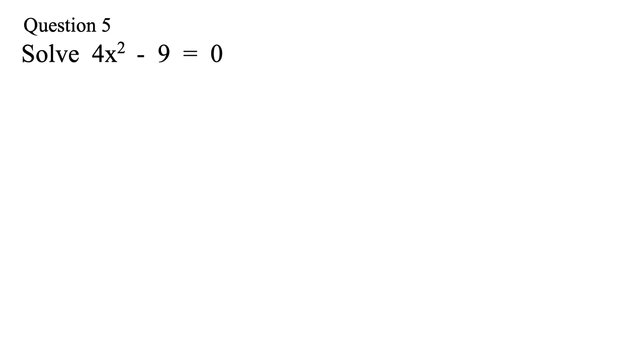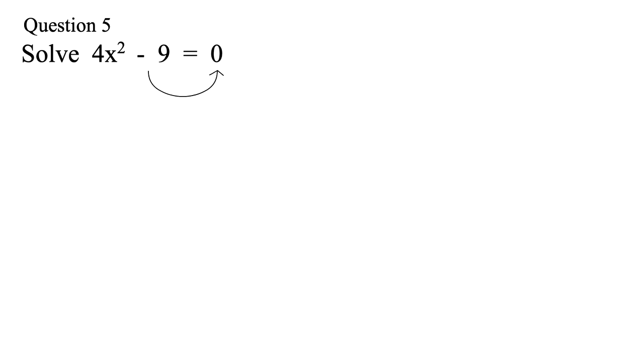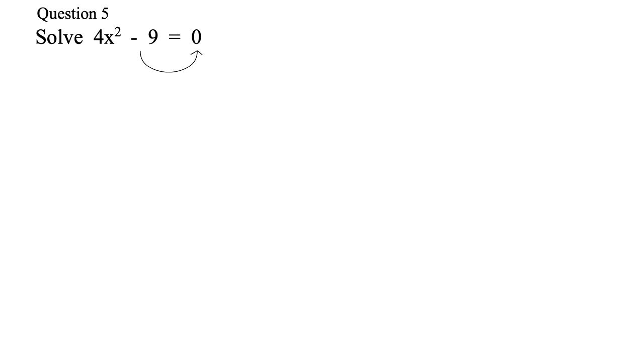Question 5. Solve the quadratic equation 4x squared minus 9 equals 0. This is basically question 4, but we are solving it in a better way. We solve it with the same idea we used to solve linear equations. This time we want the x to be by itself. We will move the negative 9 across the equal sign. Since it was negative, it becomes positive. So we have 4x squared equals 9.